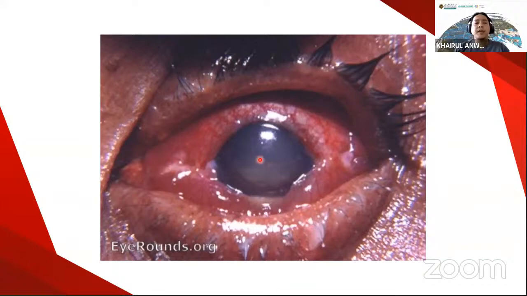We can see over here that the conjunctiva is swollen and injected 360 degrees, with mucopurulent discharge. You can see that the eyelids are swollen, superior and inferior, with matted eyelashes. And most of the time the vision is obscured, basically because of the severe inflammation happening inside the eye.